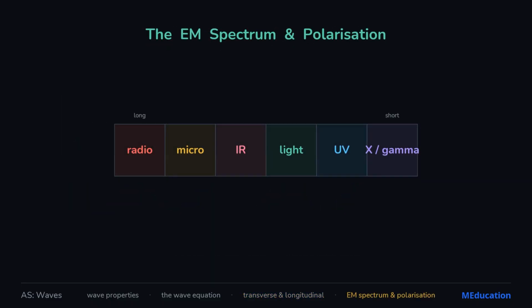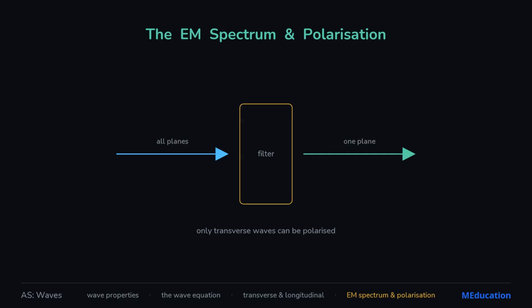All electromagnetic waves, from radio to gamma rays, are the same kind of transverse wave, and they all travel at the speed of light in a vacuum, 3 times 10 to the 8 meters per second. What separates them is only their wavelength and frequency. Radio waves are long and low. Gamma rays are tiny and ferociously high in frequency.